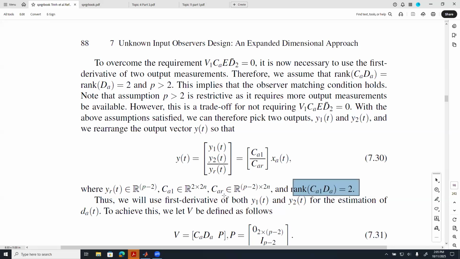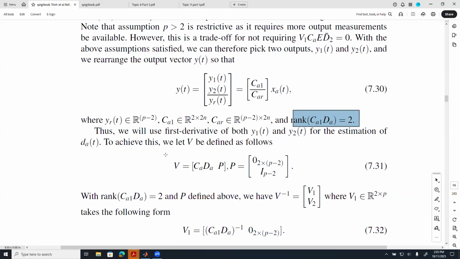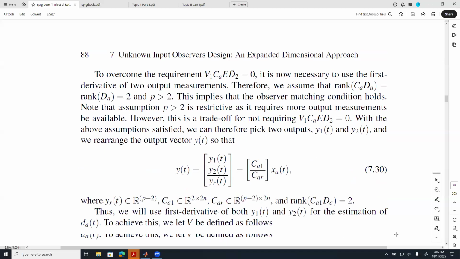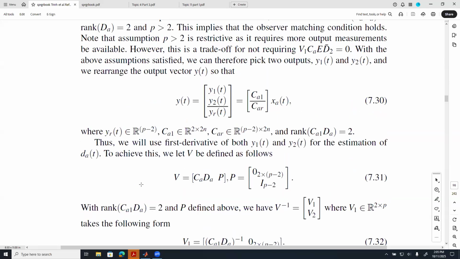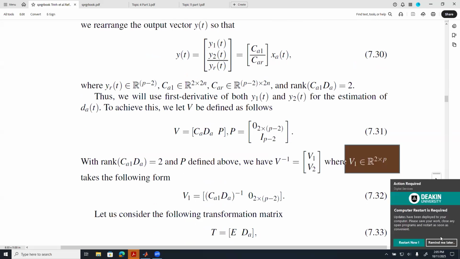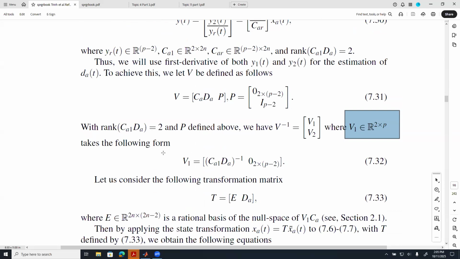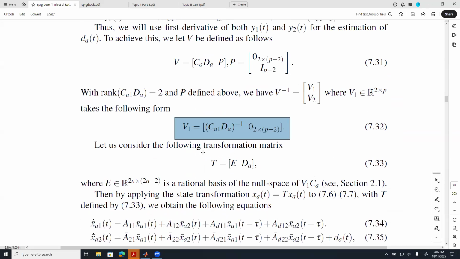Matching condition. And so once we have done it, we then follow the same process. We pick the matrix V according to this form, where DI is the big unknown input matrix, DI, associated with the vector here. Okay. And P is of specific structure, so that we only need to use two output measurements, and we only take the first derivative of those two output measurements. And that's where we got this matrix V1 like this. And then we can also obtain the transformation matrix T according to this structure.